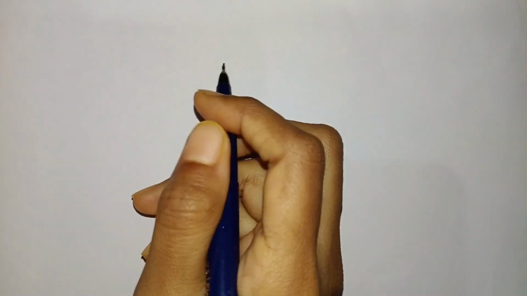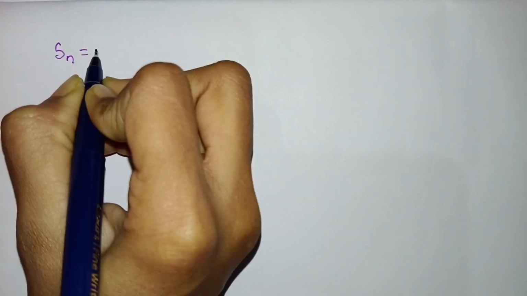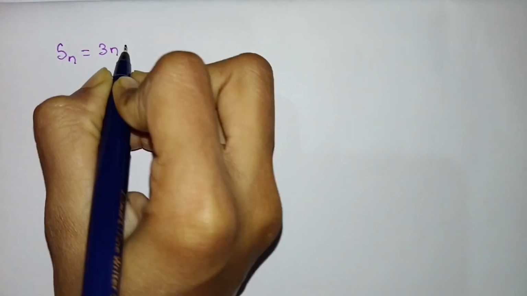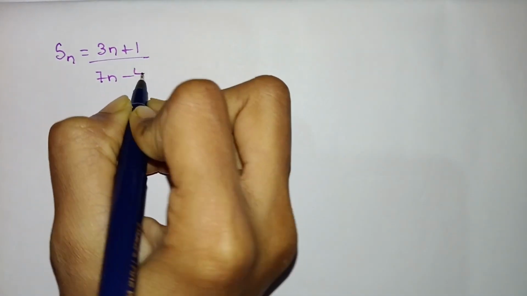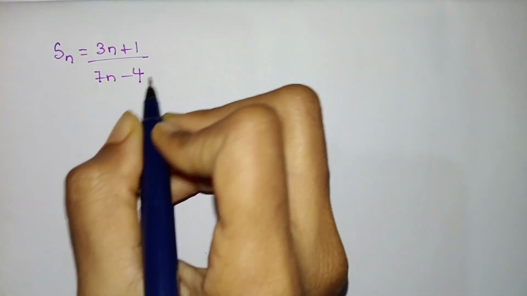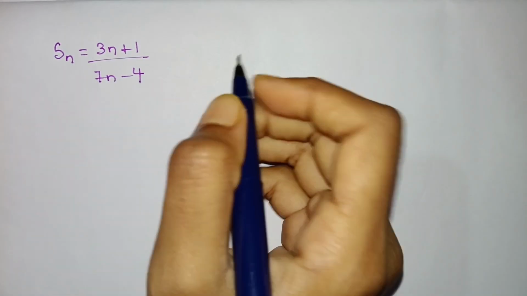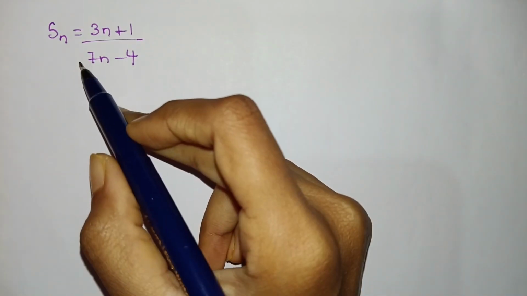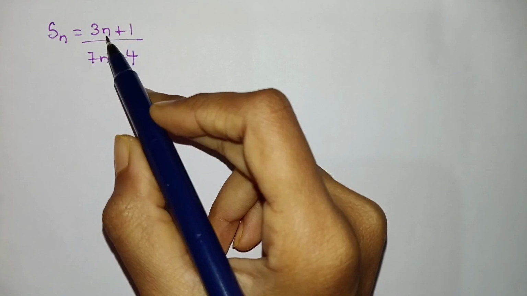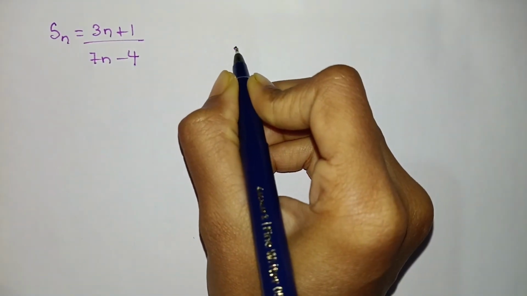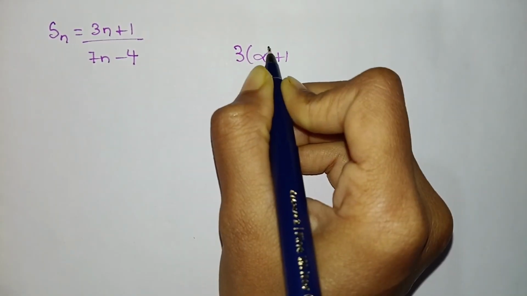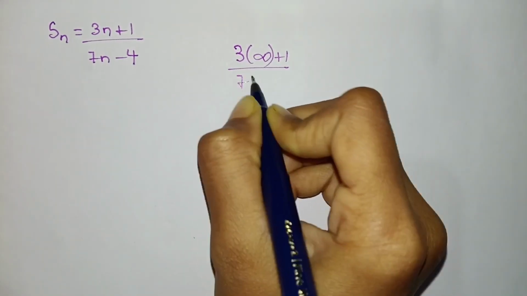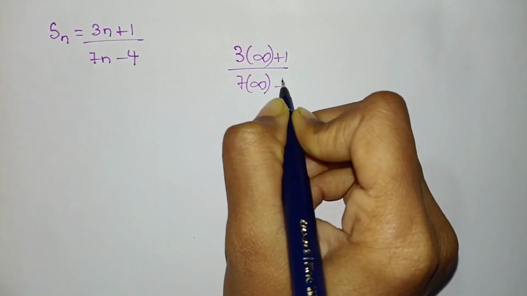So now let's see some related questions. Sn equal to (3n plus 1) divided by (7n minus 4). Here we need to find the limit for the sequence. To find the limit, we need to substitute infinity in place of n. So if we substitute infinity, we get (3 into infinity plus 1) divided by (7 into infinity minus 4).